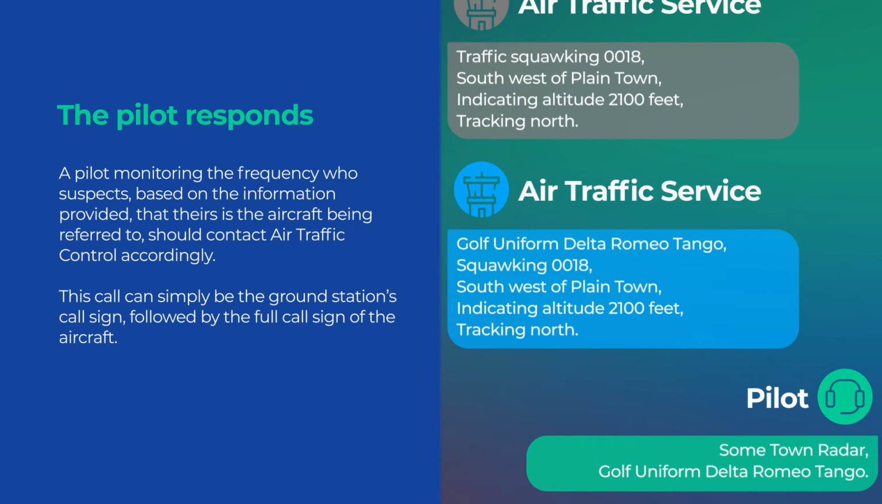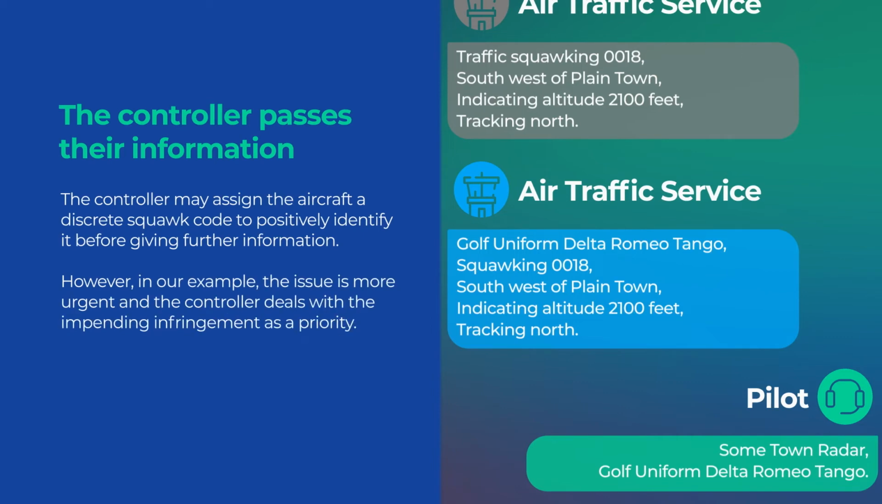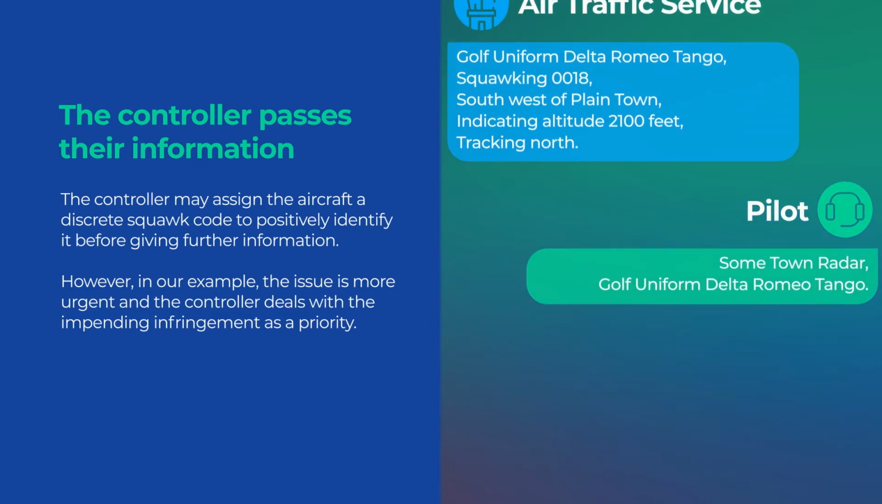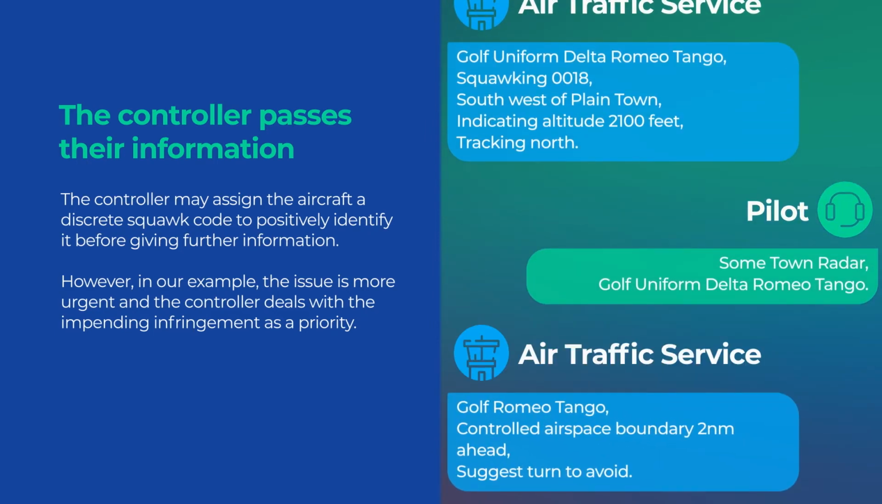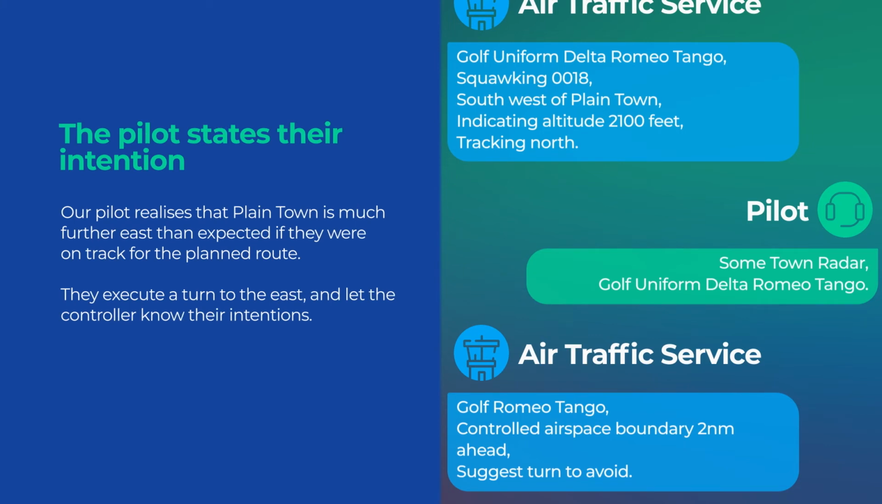Some town radar, Golf Uniform Delta Romeo Tango. The controller will now let the pilot understand the reason for contacting them. They may assign the aircraft a discrete squawk code to positively identify it before giving further information. However, in our example, the issue is more urgent and the controller deals with the impending infringement as a priority. Golf Romeo Tango, controlled airspace boundary 2 nautical miles ahead. Suggest turn to avoid. As you'd expect, the pilot should respond with their intentions.